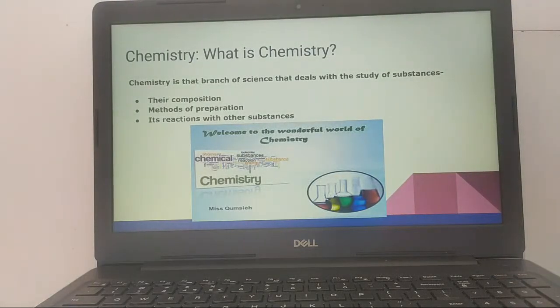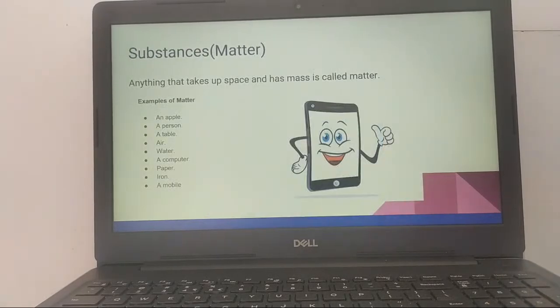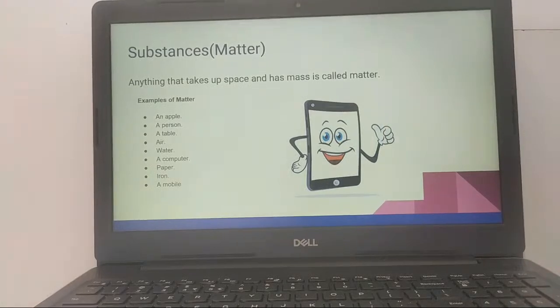Now, as you know, this important branch of science deals with the study of substances and transformations. Let us talk about substances, or you can say matter. Matter is anything that has mass and occupies space. That is called matter.